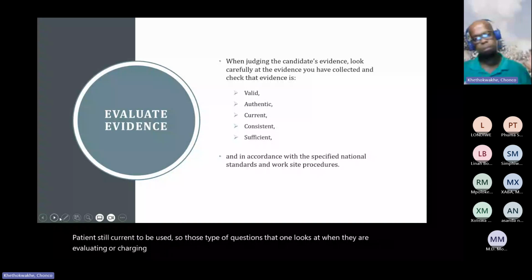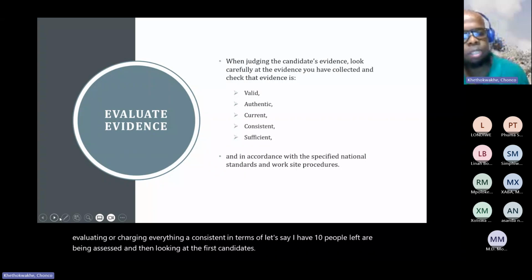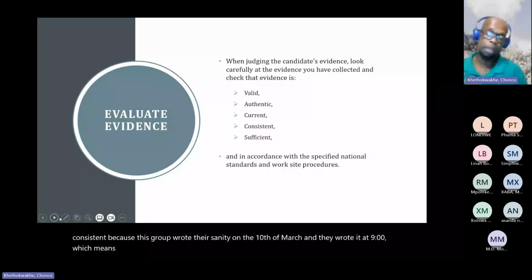Consistent in terms of, let's say I have 10 people that are being assessed, and then looking at the first candidate, second candidate, is there consistency in terms of the date when they conducted their summative? Oh yes, there is consistency, because this group wrote their summative on the 10th of March, and they wrote it at 9 o'clock, which means there's a level of consistency in evidence among candidates.